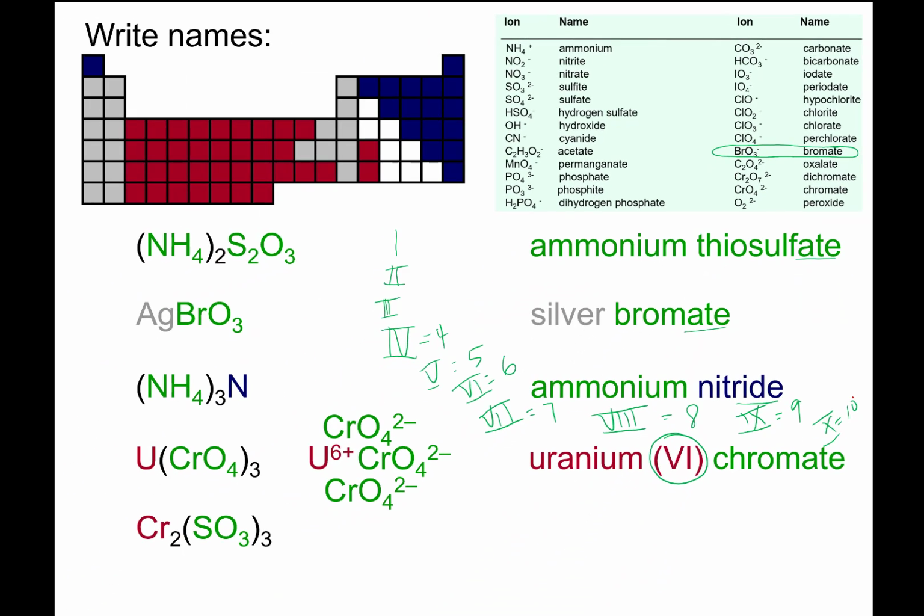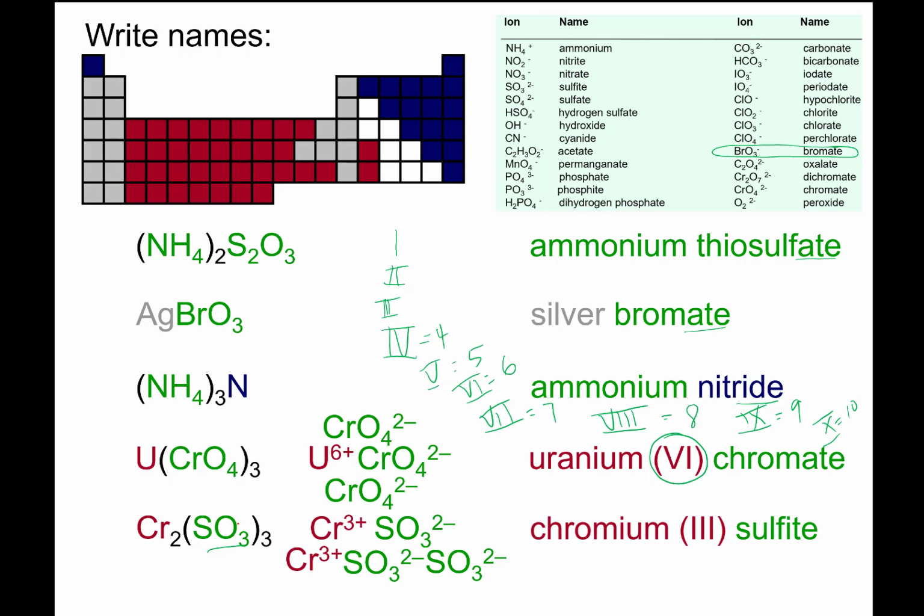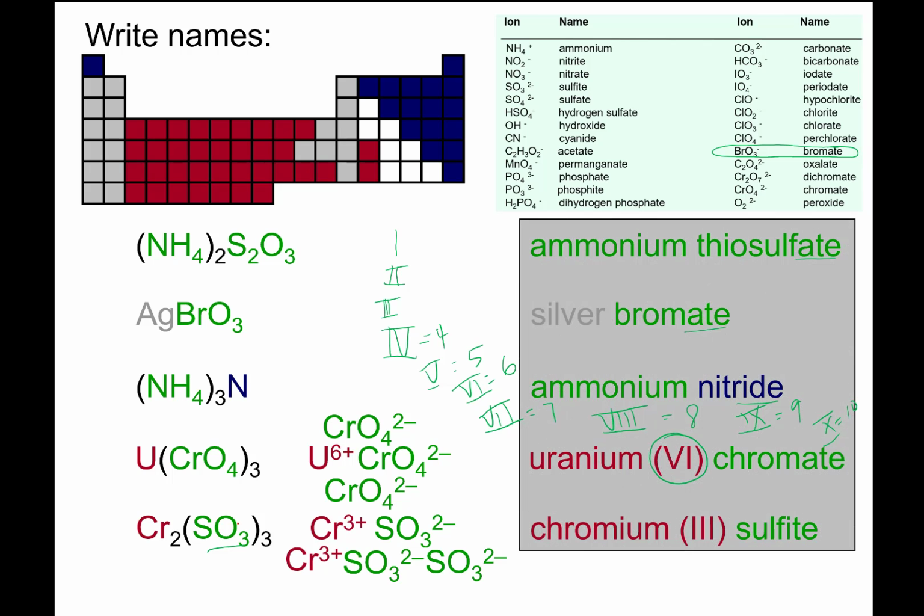And then our last example is chromium. This is the sulfite polyatomic ion. So we need to know what the charge is of the chromium. If there's 3 sulfites with the 2- charge for each one, chromium then must have a charge of 3+. So chromium 3 sulfite.